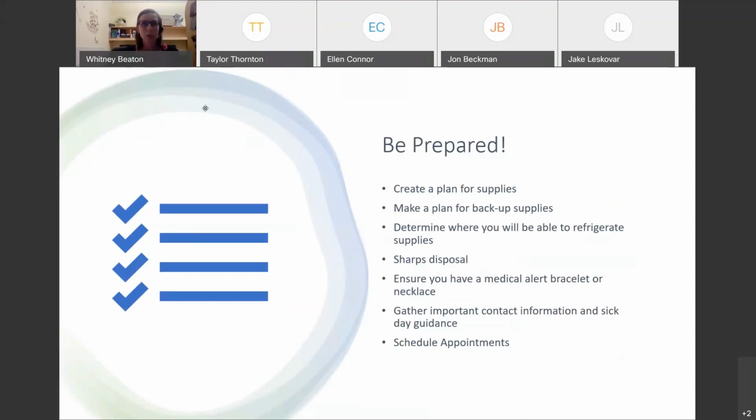Also, it's important to think about where you're going to store the supplies. So things that need to be refrigerated, like your extra supply of insulin or other diabetes supplies, how are you going to accommodate those? If you have a refrigerator in your dorm room, it's always a good idea to get a feel for how that refrigerator works. Sometimes those smaller fridges or ones that are a little bit older can get really cold and could freeze your insulin. So you just want to make sure that you're leaving it in a safe place.